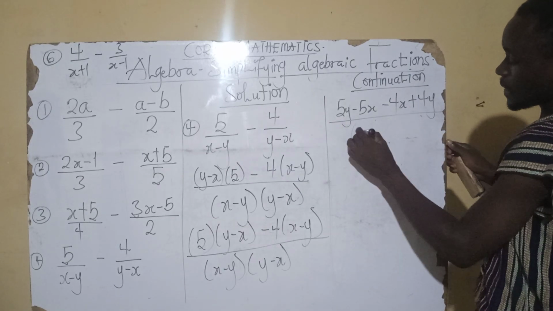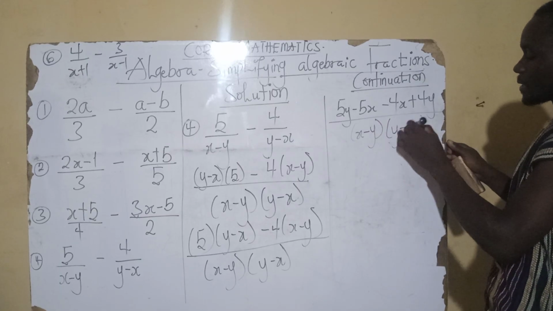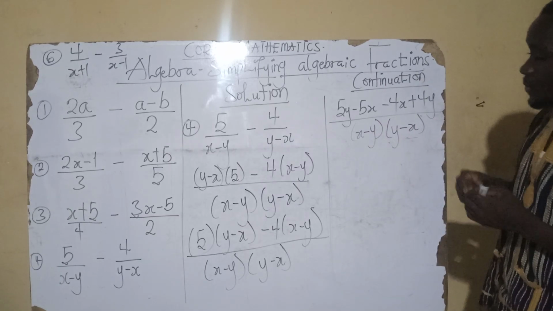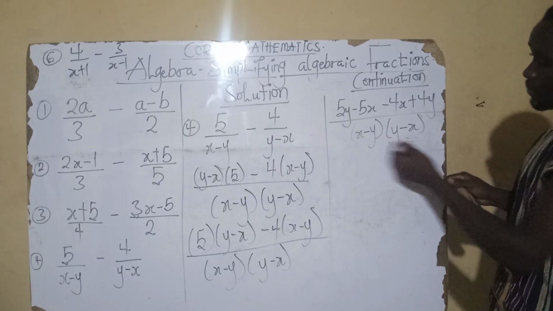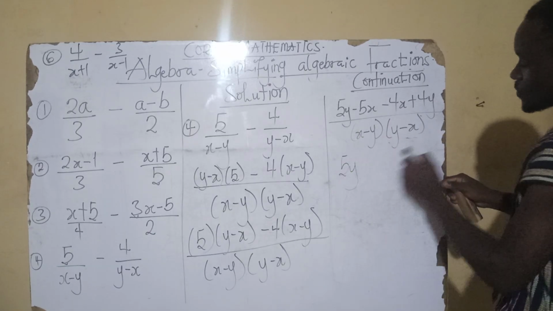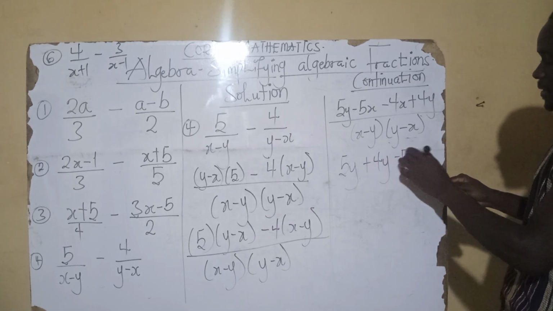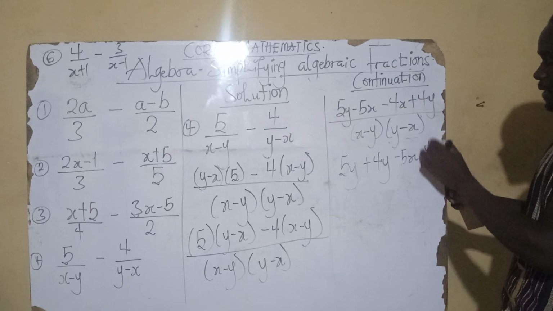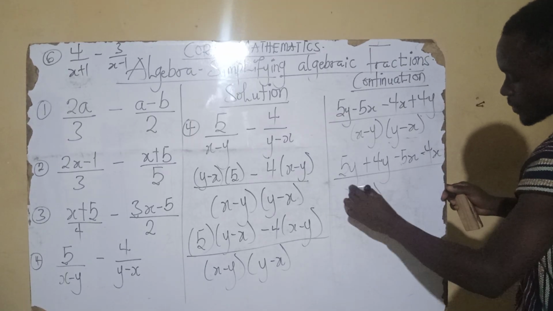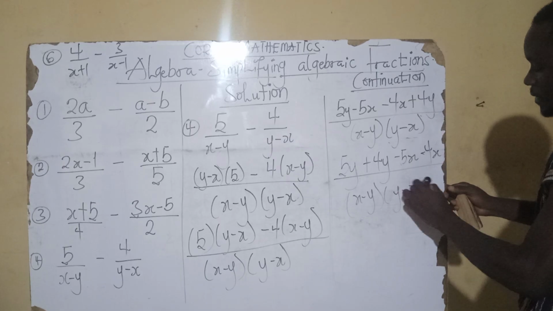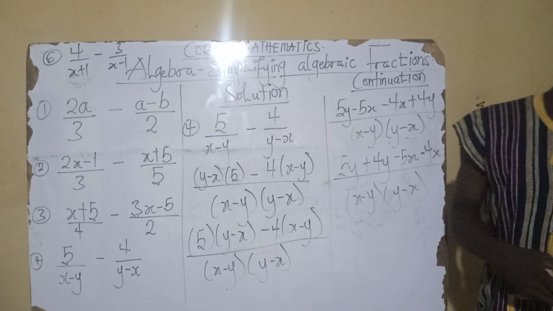So let me write it as it is. So x minus y, then we have y minus x. Alright, so let's continue with the process. Now I'll group like terms out there, then we continue. So I have my 5y, the positive 4y, the negative 5x, then negative 4x all over x minus y, y minus x. Please are you with me? And I believe you are following. Very good. So let's continue.